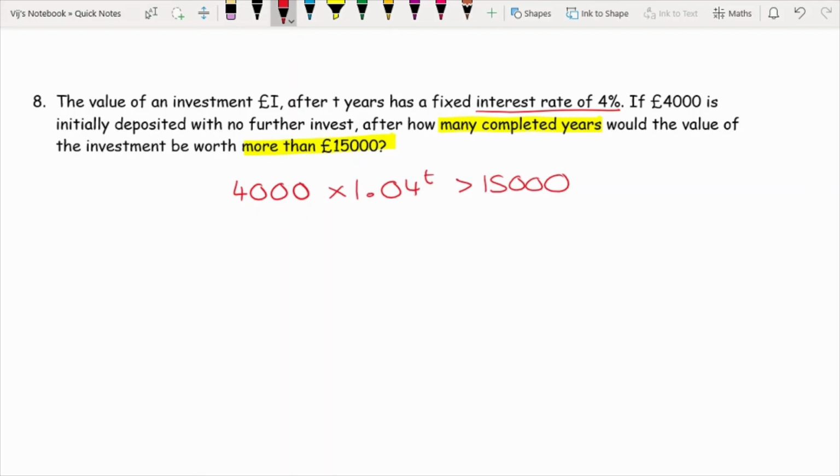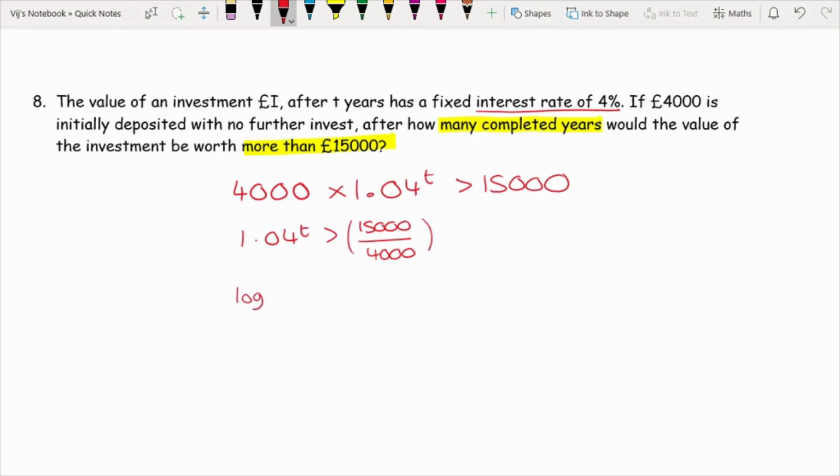Now what we want to try and do is solve this for t. The first thing I want to do is take the 4,000 over to the other side. Don't worry too much about the inequality, it doesn't really have much impact on what we're going to be doing. Now I've got a base number and a power equal to another number, so I can take the log of both sides.